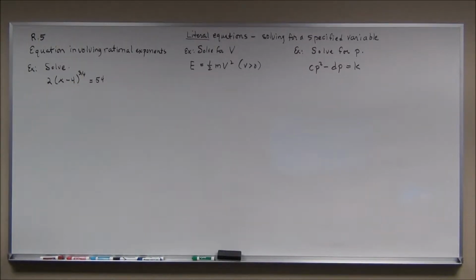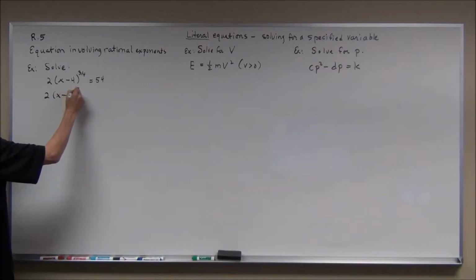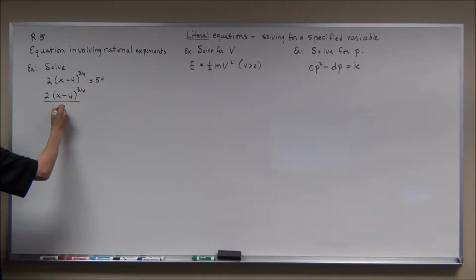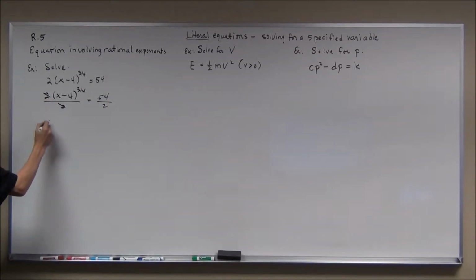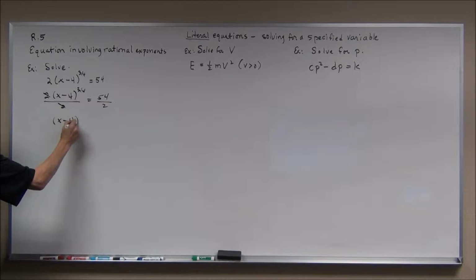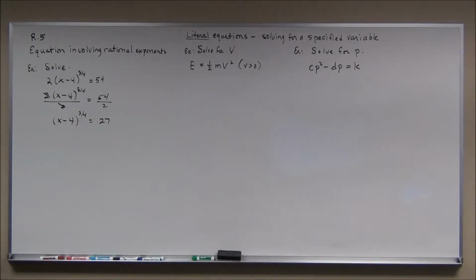So what I'm going to do is first isolate this expression that has the rational exponent by getting rid of the 2. That's times it by dividing. And I have the quantity x minus 4 to the 3/4 is equal to 27. At this point, because I want to get the x all by itself, I'll have to get rid of the minus 4, but I want to get rid of this exponent first.